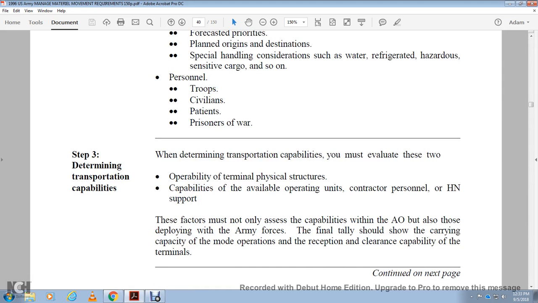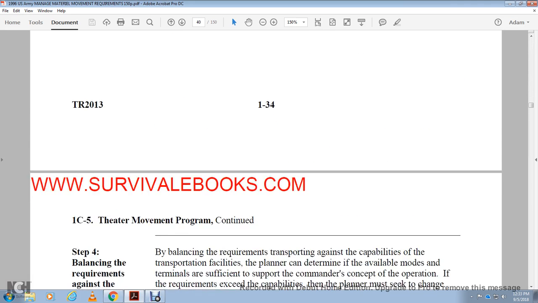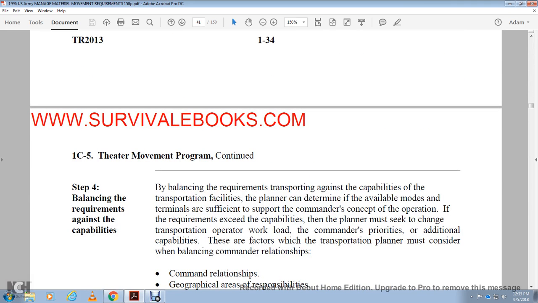The factors must not only activate the capability of the area of operation, but also deploy the Army forces. The final tally should show the carrying capacity of the mode of operation, reception, and clearance capability of the terminals. Step 4, balancing the requirements against the capabilities.